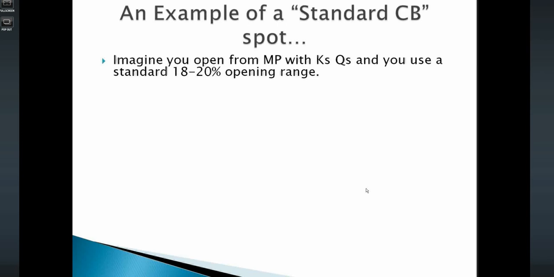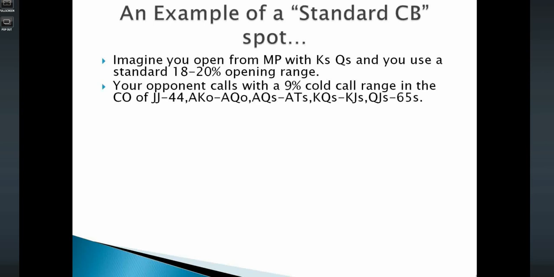Imagine you open from middle position with king of spades, queen of spades, and you use a standard 18 to 20% opening range. Your opponent calls with a 9% cold call range in the cutoff, which includes jacks to fours, ace king off and ace queen suited to ace 10 suited, king queen suited to king jack suited, and queen jack suited to 6-5 suited. So a pretty standard cold calling range. If the cold calling range you use looks slightly different, not a big deal. It's not going to affect the example much.